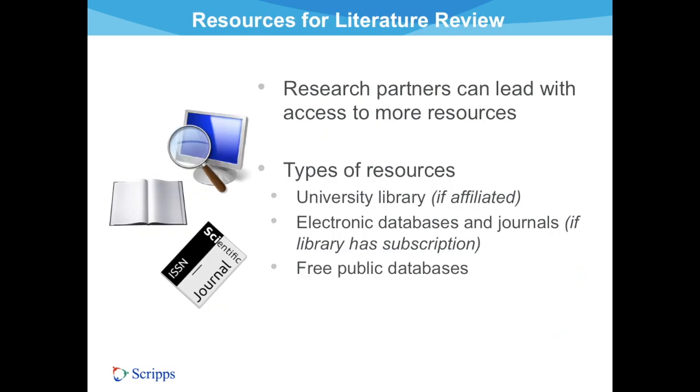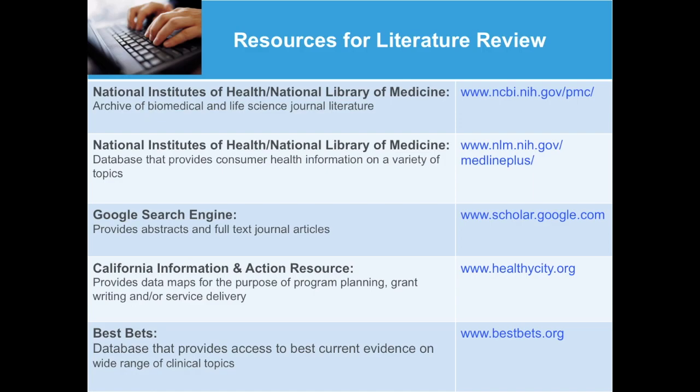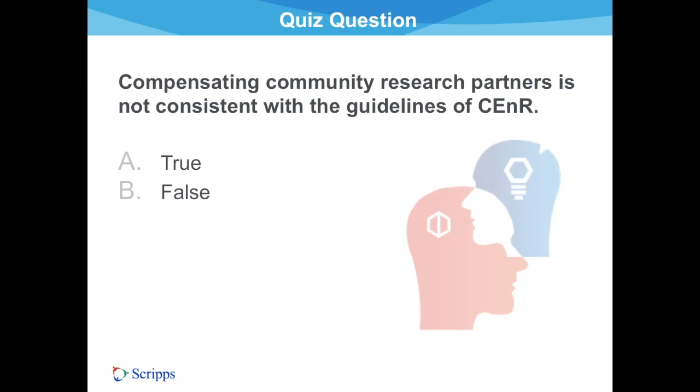For the literature review process in CEnR, the research partner can take the lead with access to the university library, electronic databases, and journals. Free public databases to access scientific literature to develop proposals are also available for non-university affiliated partners. Here are some excellent sites to help with the literature review. They can provide journal archives, scholarly articles, consumer health information, and data maps, in addition to a host of other useful resources. Ready for another quick quiz?